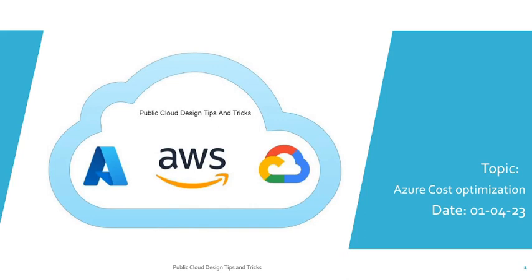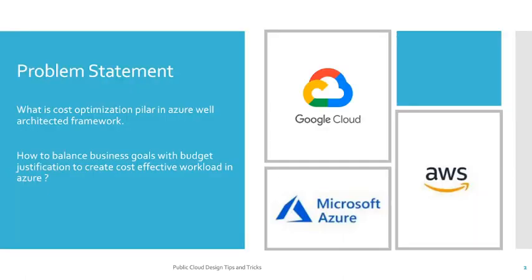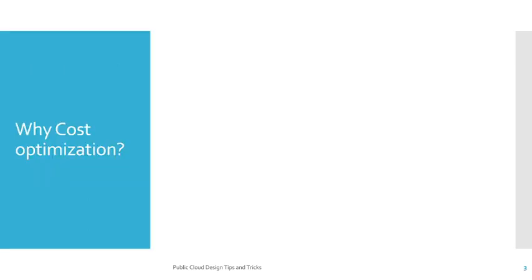In this channel, we generally discuss public cloud design problem statements and the related solutions. Today, we are going to discuss one of the pillars of the Azure Well-Architected Framework, known as Azure Cost Optimization. Now the problem statement. There are two problem statements you will find. How to balance business goals with budget justification to create a cost-effective workload in Azure, or what is the cost optimization pillar in the Azure Well-Architected Framework? We will cover both answers in the successive slides.